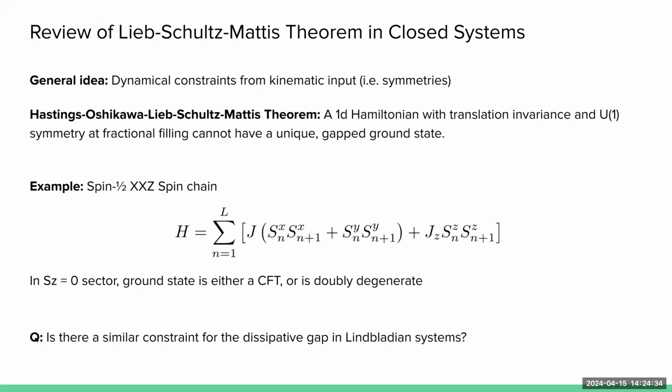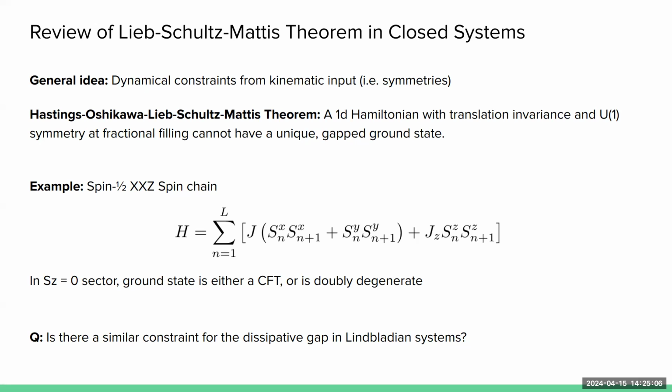So there are different generalizations of these, but the one relevant for us for the moment is a generalization of the original LSM constraint, which gives us some so-called filling constraint. So the statement is that a 1D Hamiltonian with translation invariance and a U(1) symmetry in the fractional filling sector cannot have a unique gapped ground state. So the quintessential example is the XXZ spin chain, where depending on the Ising coupling, we either get a doubly degenerate ground state or a gapless spectrum, which satisfies this theorem.